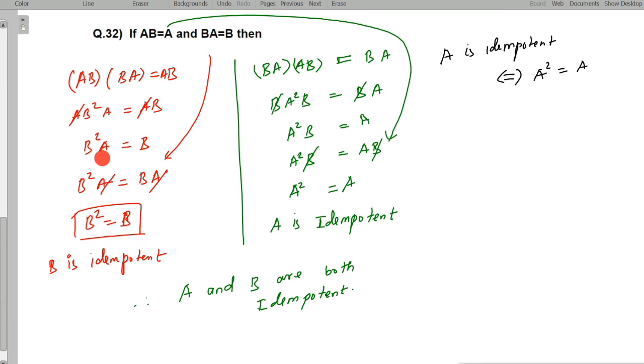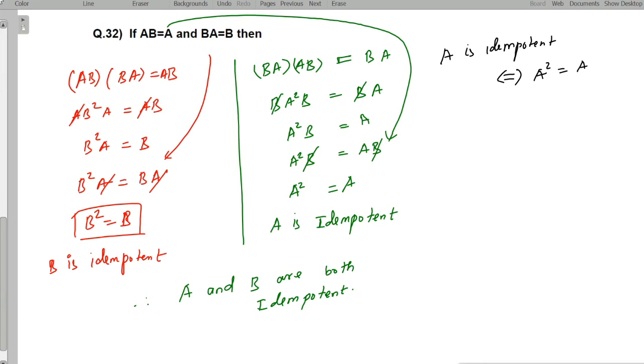So here b comes in the left hand side, and here also b comes in the right hand side. You can use the right cancellation law in the matrix. You can cancel these terms. From that you may get b square equal to b. So from that you can say b is idempotent. Similarly, if you multiply the second equation ba to the first equation, you can find a square equal to a. So a is idempotent. So if ab equal to a and ba equal to b, then a and b are both idempotent.